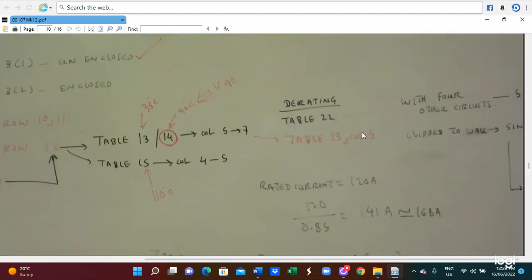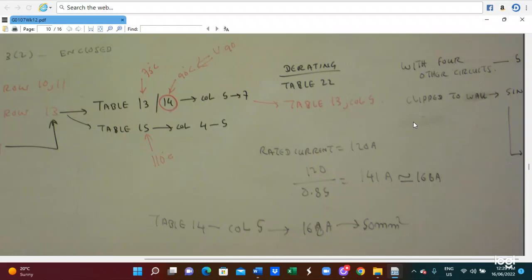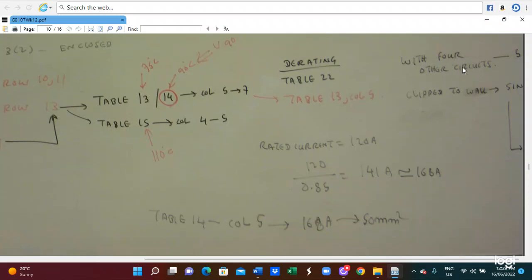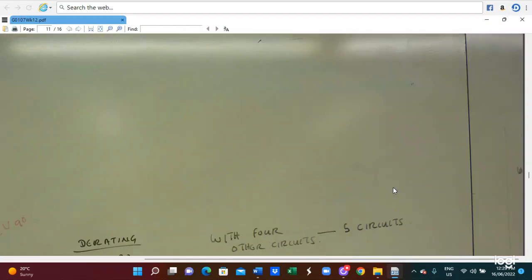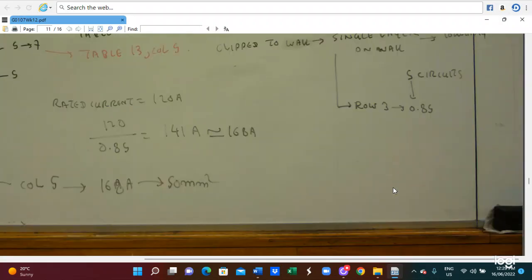For the derating factor, you have to utilize table 22. With all the other circuits, this means a total of 4 or 5 circuits. In this case, it is clipped to the wall, so from here we utilize table 22. From table 22, you get the derating factor of 0.85. So 120 ampere divided by 0.85, you get 141 ampere. So approximately we use 168 ampere from table 14, column 5. The cross sectional area is 50 millimeter square. So that's the way we calculate the cross sectional area.